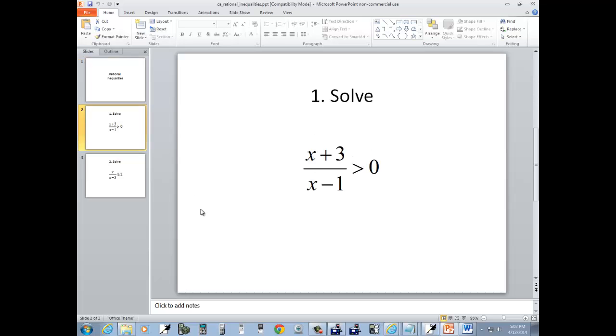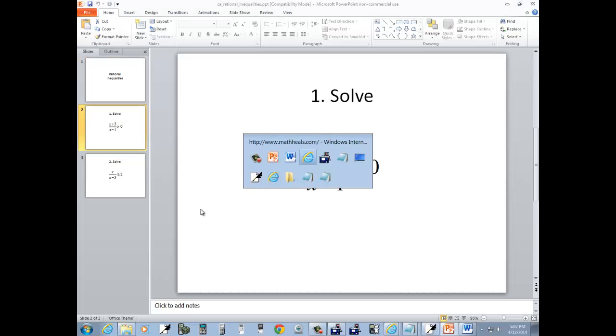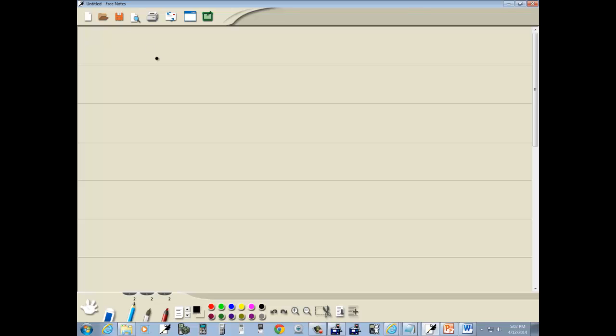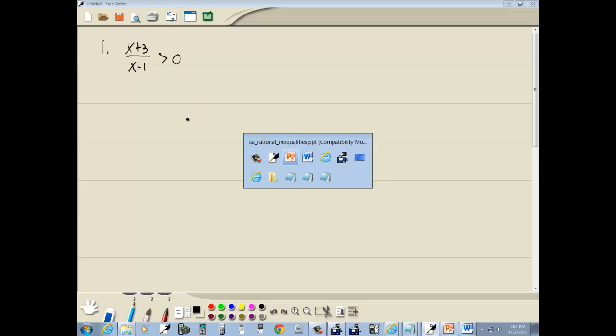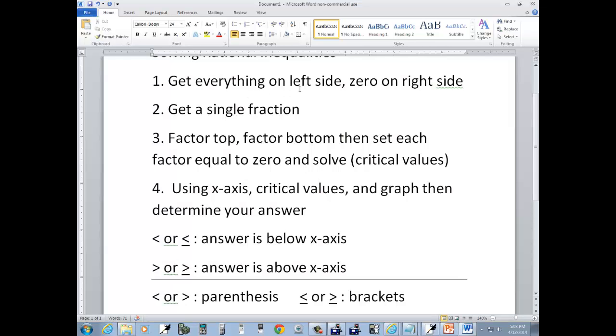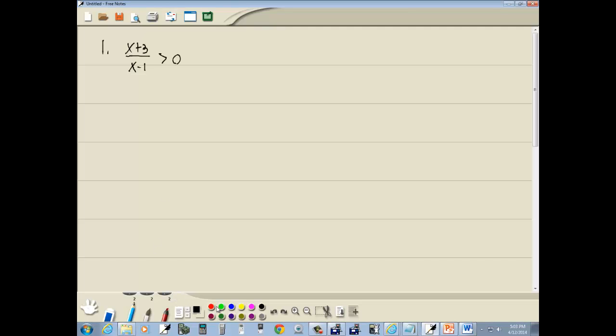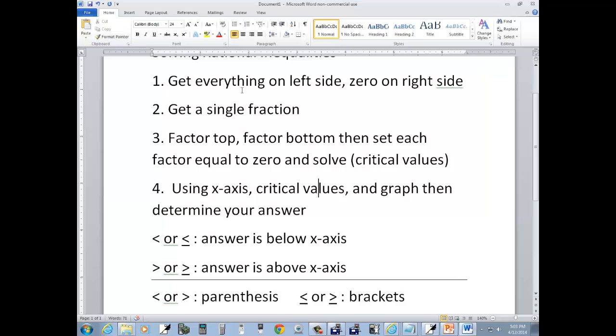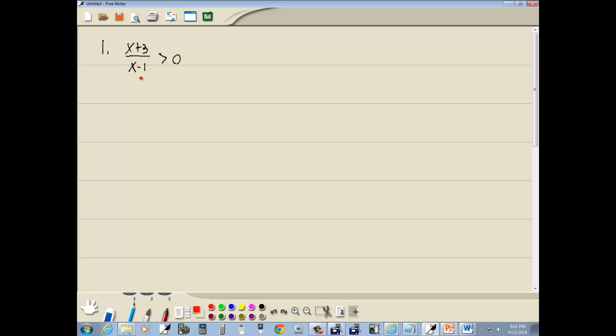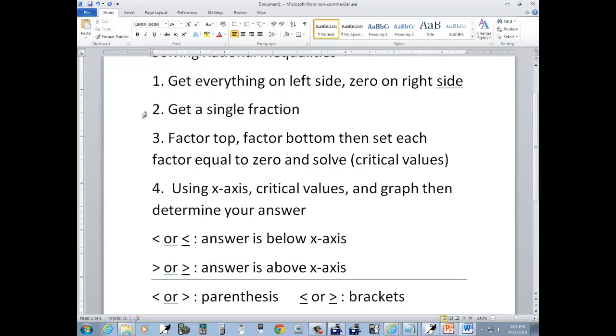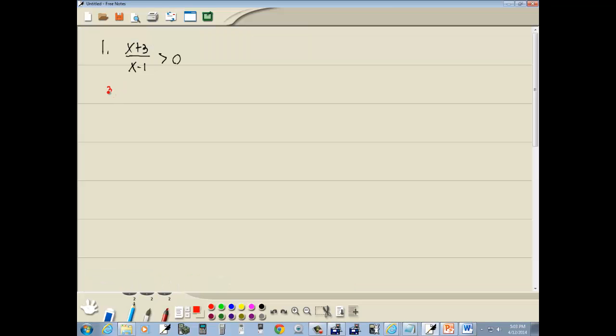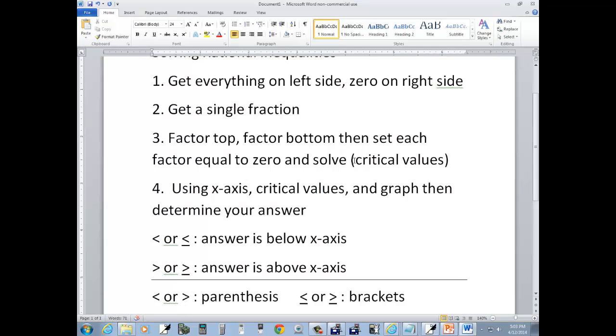So let's look at our first problem. We got x plus 3 over x minus 1 is greater than 0. Step 1, get everything on the left side, 0 on the right side. Well, that's done. Step 2, get a single fraction. We have a single fraction, that's done. Step 3, factor the top, factor the bottom, then set each factor equal to 0 and solve.